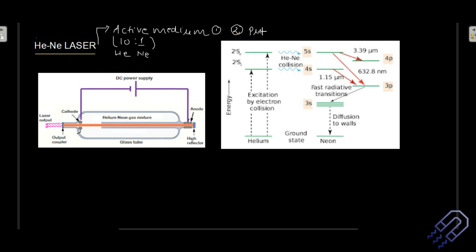So the pumping source, or basically we can write it down as pumping source.